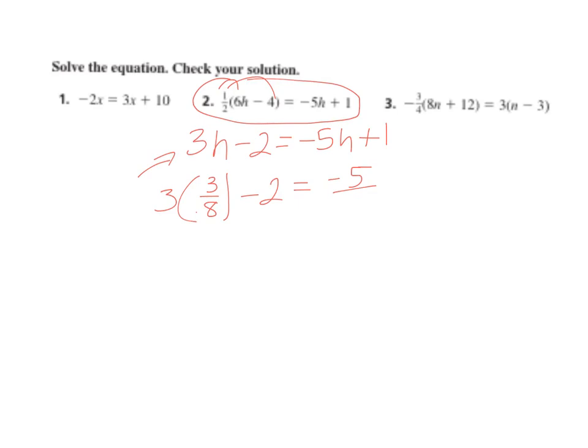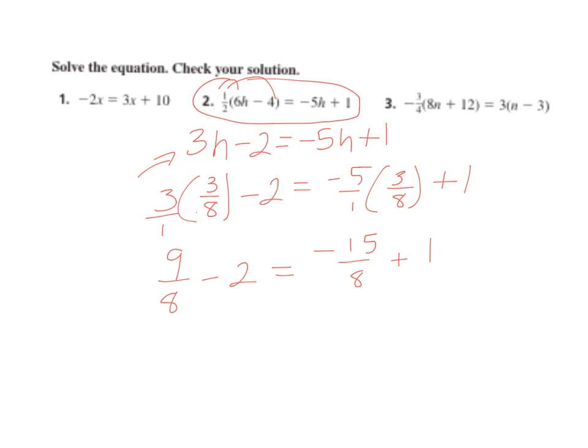Negative 5 times 3/8 plus 1. So I've got 3 times 3/8. So 3 times 3/8, I'm going to make that a fraction. 3 times 3/8 would be 9/8 minus 2 is equal to negative 5 times 3/8 is going to be negative, make that a fraction, would be negative 15/8 plus 1. So I'm going to change some of these into mixed numbers.